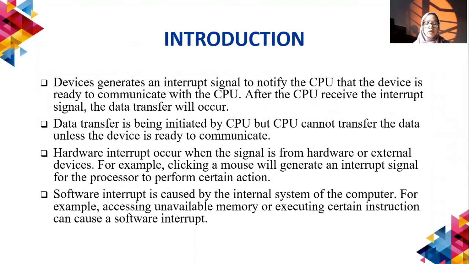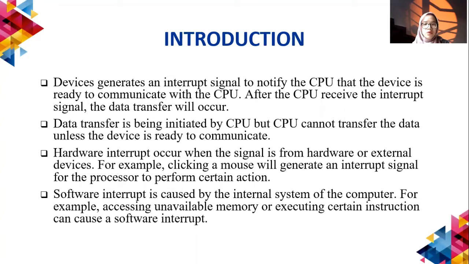Okay, I would like to present to you about interaction. First, a device generates an interrupt signal to notify the CPU that the device is ready to communicate with the CPU. After the CPU receives the interrupt signal, the data transfer will be initiated by the CPU, but the CPU cannot transfer the data unless the device is ready to communicate.